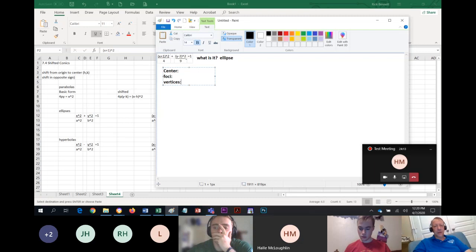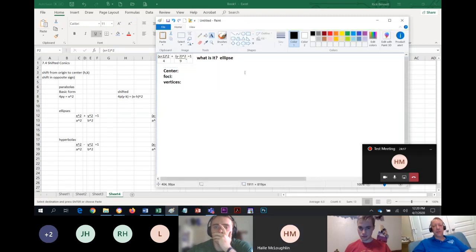Is that it? Is that all I need for this ellipse? I think it is. If I remember something later, we'll add it. So what do you guys think for that? I'm going to draw my thing here.